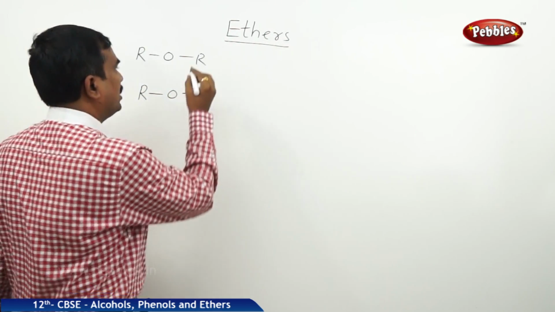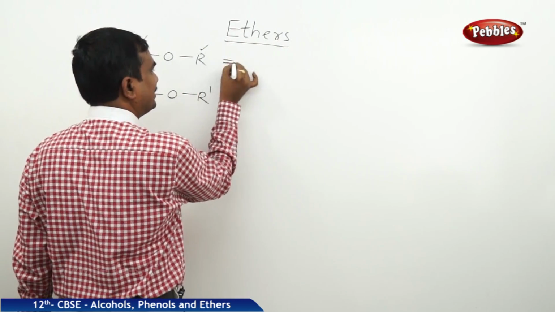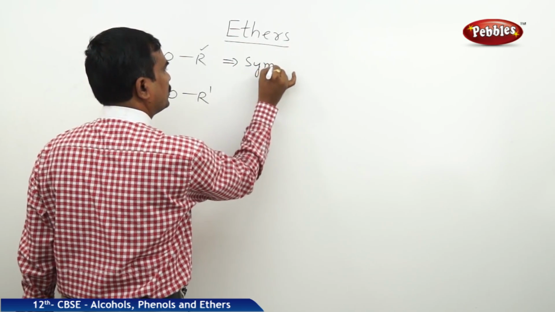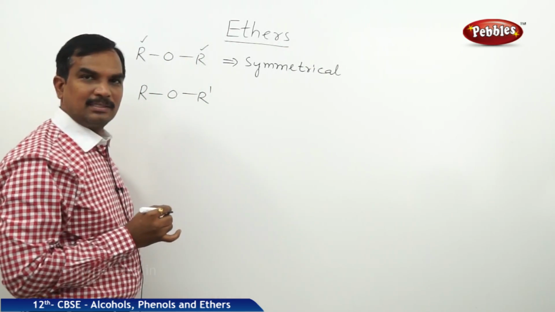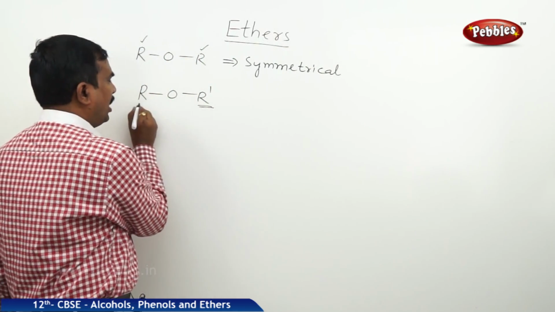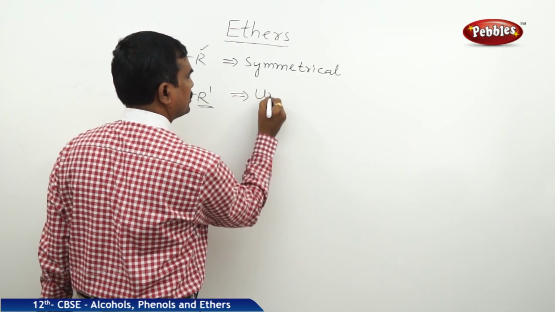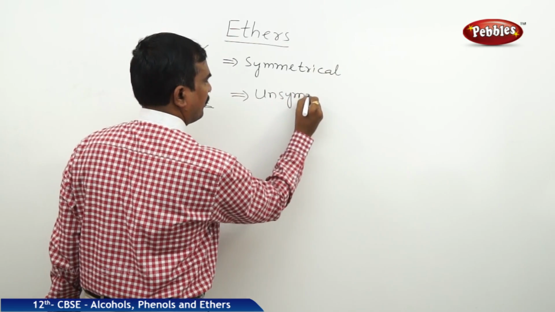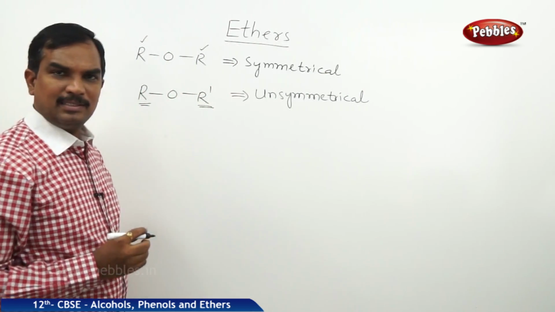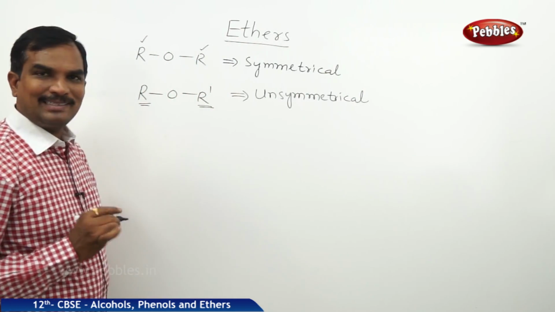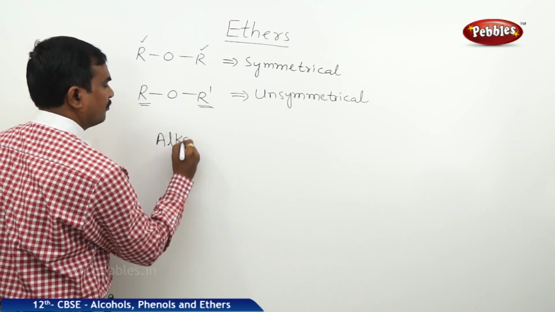In the first case, both the alkyl groups are the same. We can call them symmetrical ethers. In the second case, if you see, the alkyl groups are different. These are unsymmetrical ethers. And as per the IUPAC system, we have to give the names for the ethers as alkoxy alkane.